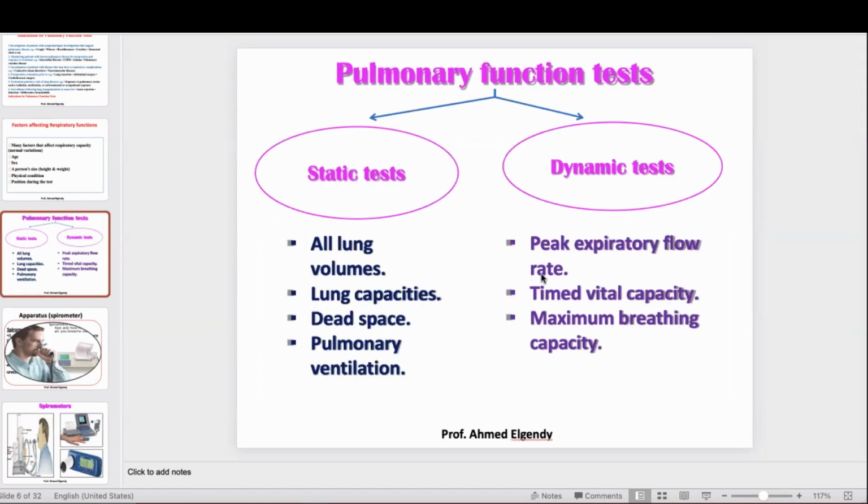Okay, so pulmonary function tests, as we said at the beginning, can be static and dynamic. In the static tests, we see all the lung volumes, lung capacities, dead space, pulmonary ventilation. In the dynamic tests, you could see the peak expiratory flow rate, PEFR, timed vital capacity, maximum breathing capacity. So these are the dynamic tests, and these are the static tests.